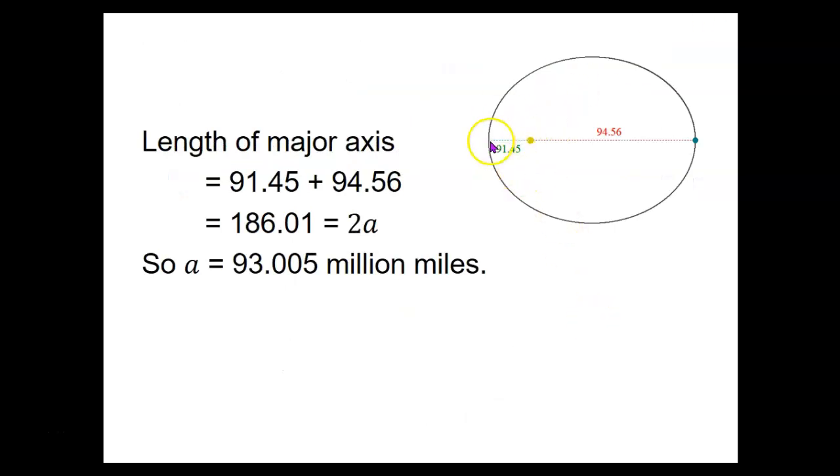Now, the length of the major axis, stretching from one vertex to the other, would be if we just added those two distances together, 91.45 plus 94.56. So that adds up to 186.01, which is 2a. So a would be half of that. 186.01 divided by 2 is 93.005. And you may have remembered learning that the distance from the Earth to the Sun is about 93 million miles.